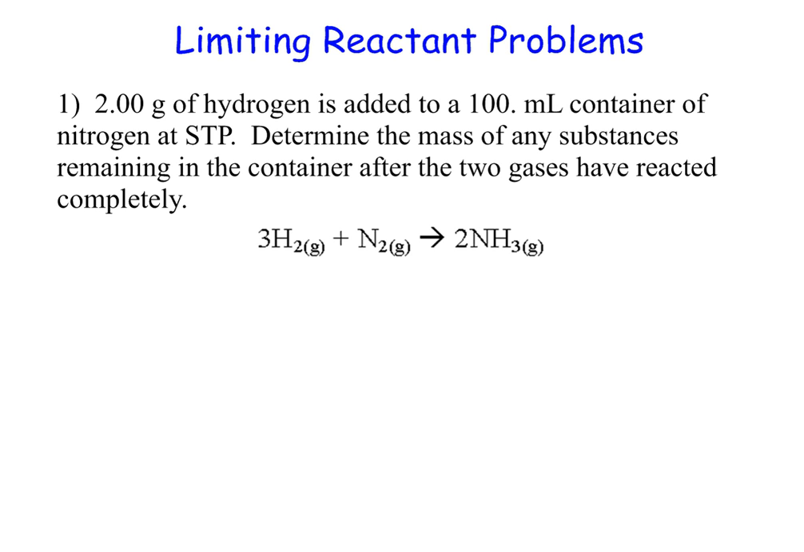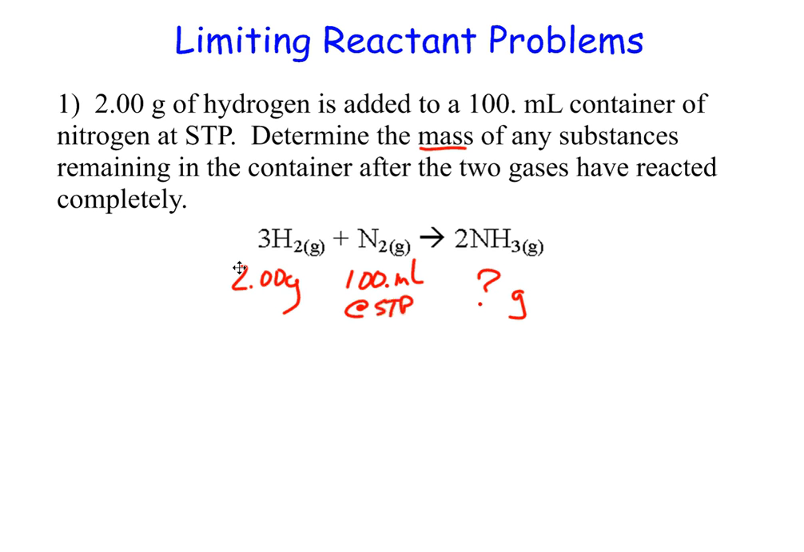So what we're going to do is first try to organize the wording in this by putting the amounts underneath each of the substances in the balanced equation. So we've got 2.00 grams of the hydrogen. We have 100 milliliters of the nitrogen gas, and it's at STP, which of course will be important in terms of converting between volume and moles. They want us to figure out the mass of any substances that are left in the container. Well, obviously, the product is going to be left over in the container, and whichever reactant is in excess will be left over in the container as well.